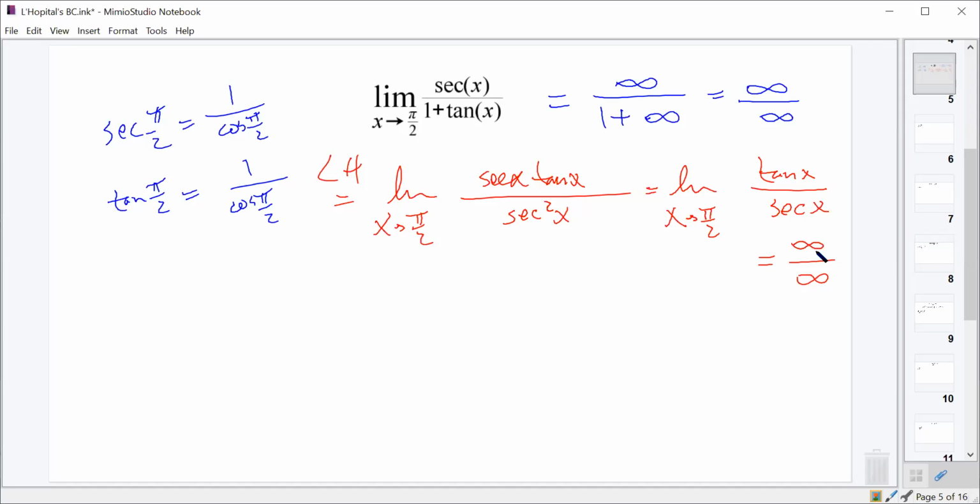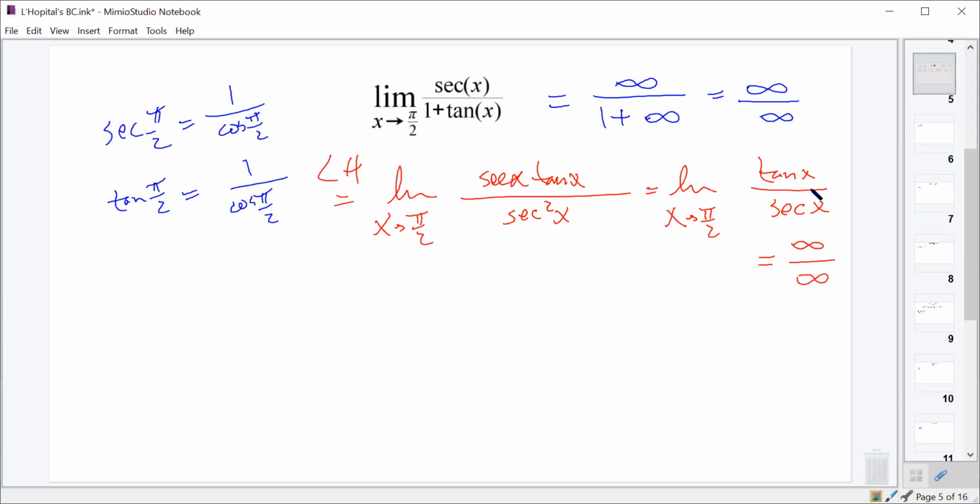Could we simplify again? Since tangent x over secant x would be the same as, unless I'm messing up, sine x. It should be the same as sine x, and we do want to do that. If we try to use L'Hopital's rule again, we'd get secant squared over secant tangent. We just get the reciprocal of what we had before, and the secants would cancel, right? And we'd end up with secant over tangent instead of tangent over secant. And if we tried to do that again, we'd just flip back to tangent over secant and back to secant over tangent repeatedly.